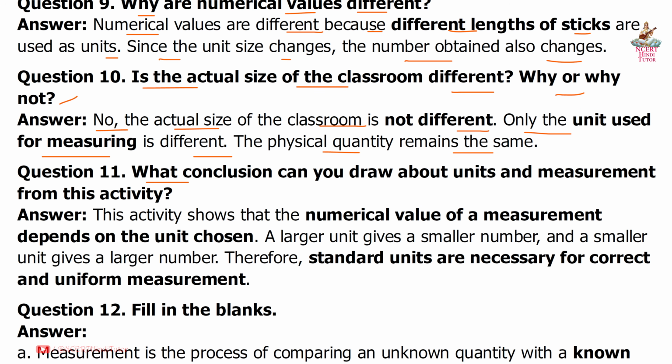Question 11. What conclusion can you draw about units and measurement from this activity? Answer: This activity shows that the numerical value of a measurement depends on the unit chosen. A larger unit gives a smaller number and a smaller unit gives a larger number. Therefore, standard units are necessary for correct and uniform measurement.